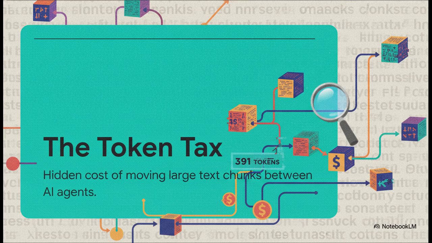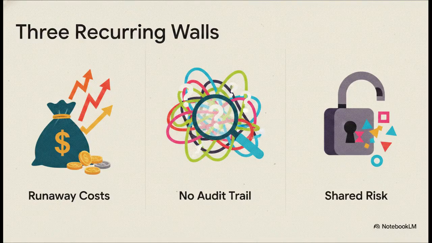When you multiply that across a graph with dozens of nodes, it acts as a compounding tax on every single interaction. Even if the new info added at a specific step is tiny, you're still paying full price to move the entire history. Because of this text bloat, development teams end up hitting 3 massive walls. First, you get those runaway costs from repeated context we just talked about.